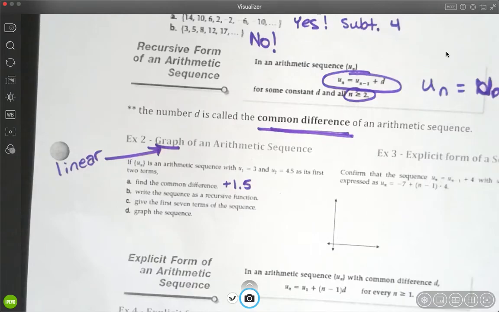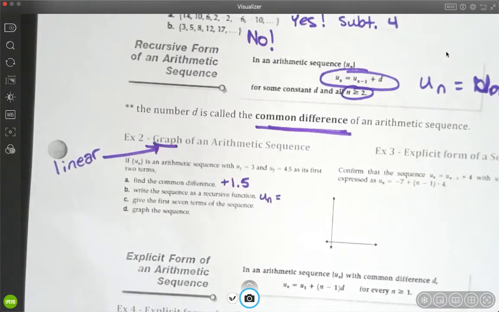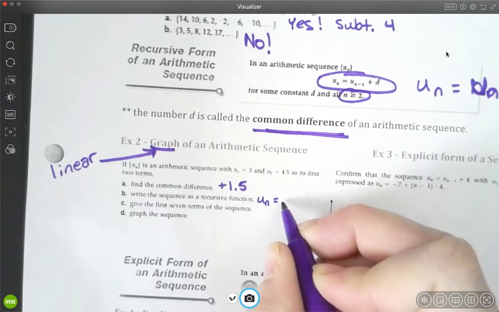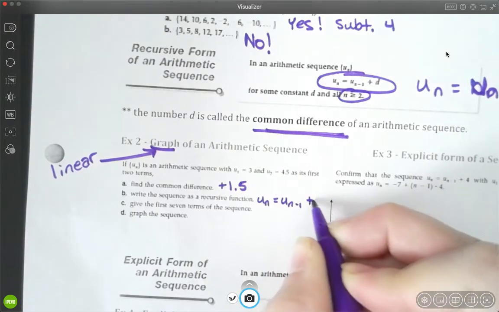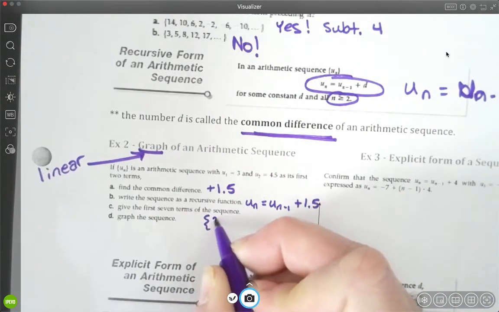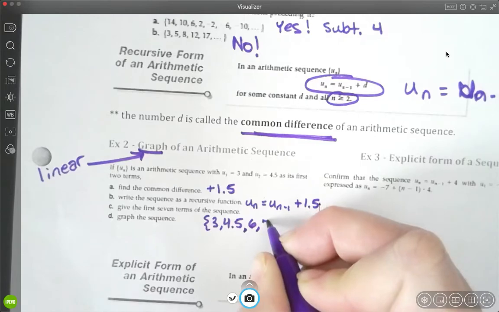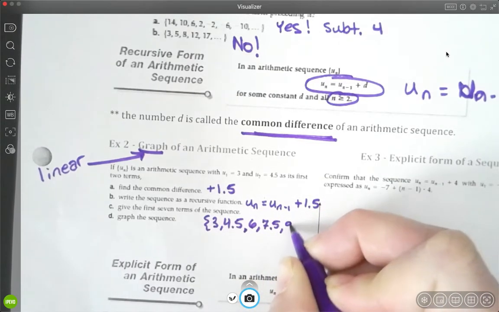Write the sequence as a recursive function, okay? So, talking about U sub n. U sub n is, this is recursive, the one right before it plus 1.5. What's the one right before it called? U sub n minus 1 plus 1.5. There you go. Okay, that's my recursive formula. Now, for the recursive, you have to know the one before it in order to know the next one. You have the first 7 terms of the sequence. So they already give me the first 2. I'm going to write it like this: 3, 4.5. What's next? 6. 7.5. 9.